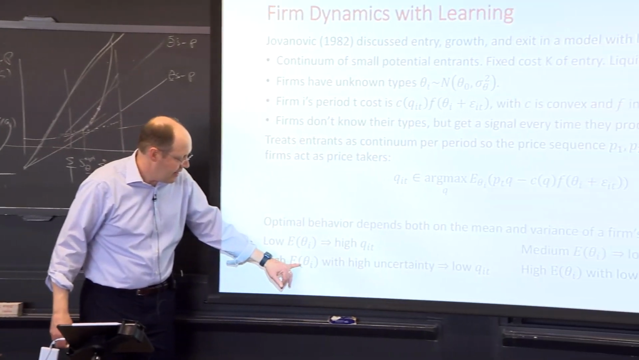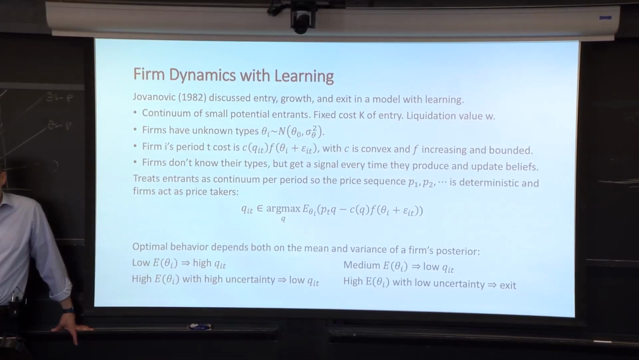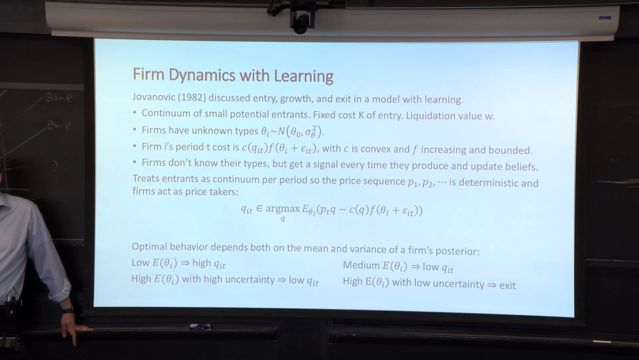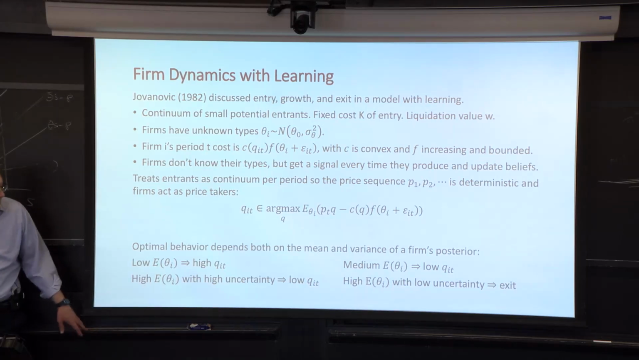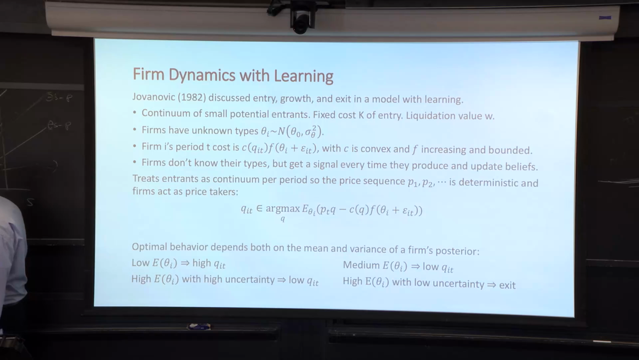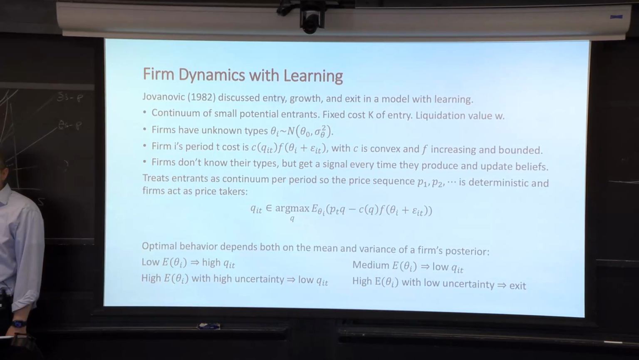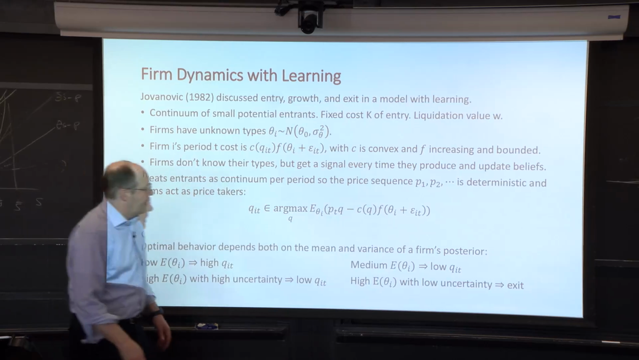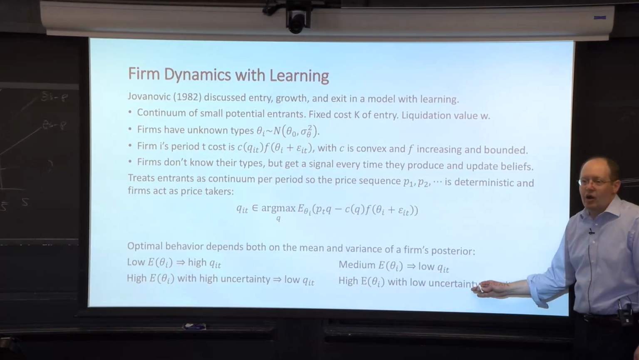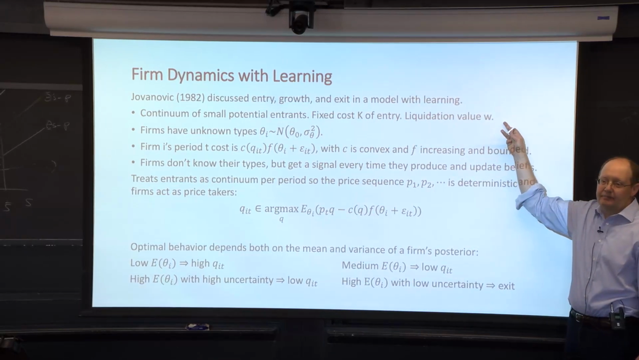If I have a high theta, if I have a high expectation of theta, I think I'm a bad firm, but I'm uncertain about how bad I am. Then I'm going to produce a low Q_it and stay in the market. And I'm just going to produce these very few units and try to sell those and hope that I'm better than I think I am. But if I'm high theta and I have low uncertainty, then I'm just going to take the liquidation value W and get out of the market.